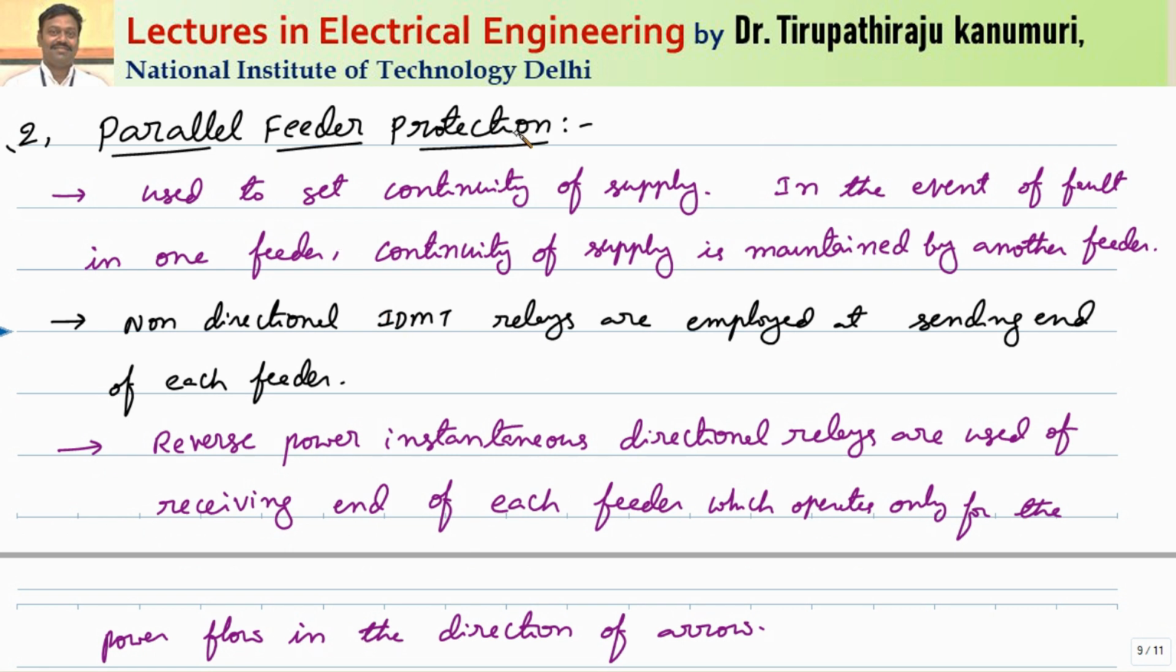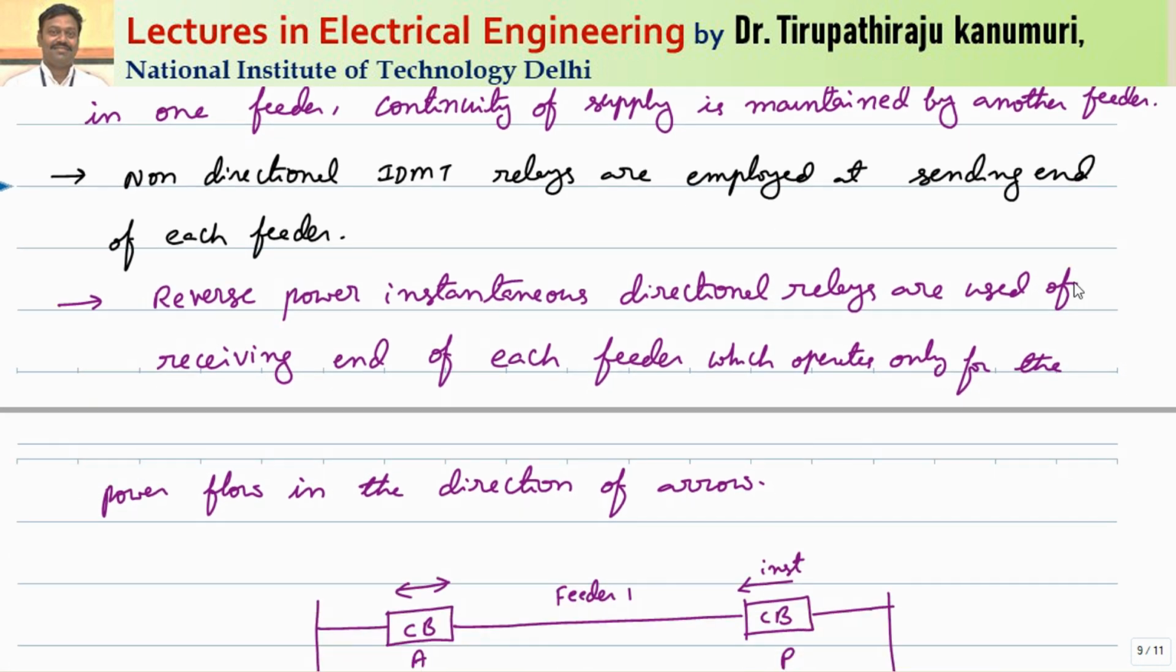Now let us go for parallel feeders. In the radial system, the continuity of supply is hampered, because if a fault happens at a particular point, the complete distribution line after that point will be disconnected, even though the fault happens in a small section. That is a major disadvantage. But if you want continuity of supply, we go for parallel feeders, wherever continuity of supply is of vital importance.